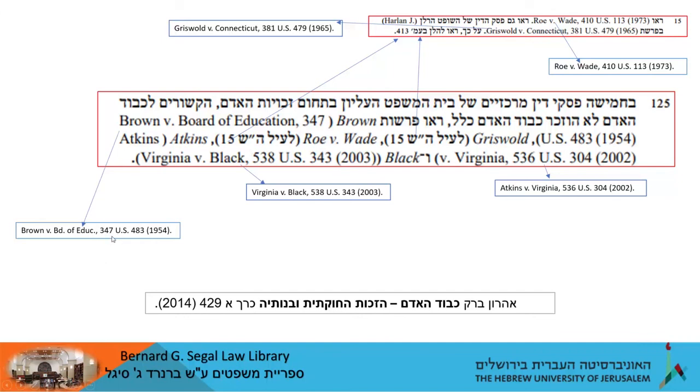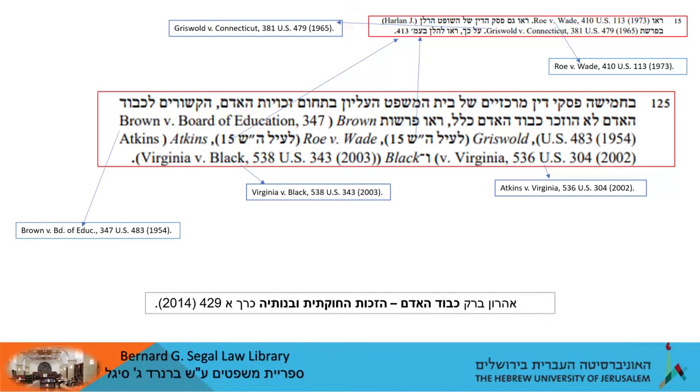Then you have 347, which is the volume in the United States reports where you can find this case. Then you have U.S. for the United States reports. Then you have 483, which is the first page in the reporter where you find the case, and then in parentheses you have 1954, which is the year. How do we find this case?